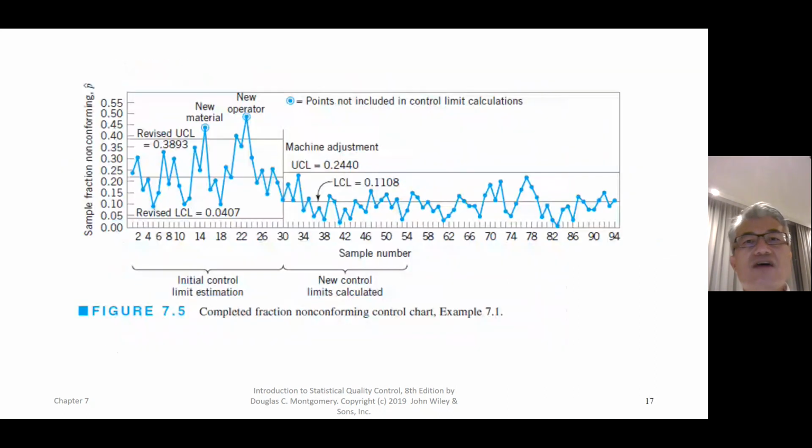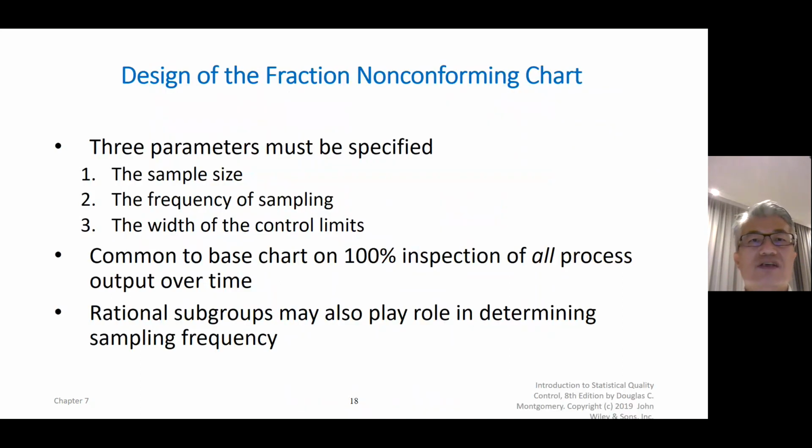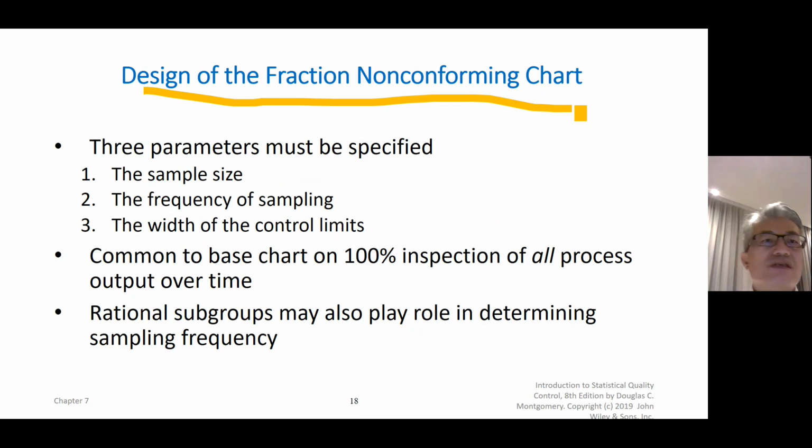Now the design of the fraction nonconforming chart, also known as an economic design. Three parameters must be specified in advance. First, the sample size. Second, how often you collect the sample. Third, the width of the control limits, how wide. You can go wider to be more conservative, or more compact to be more sensitive, in order to enhance the power or detectability.